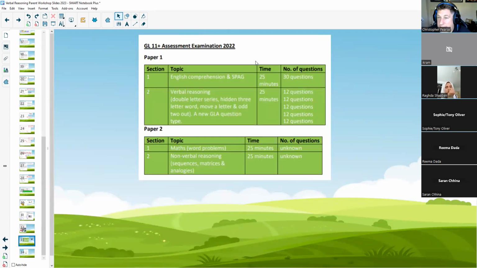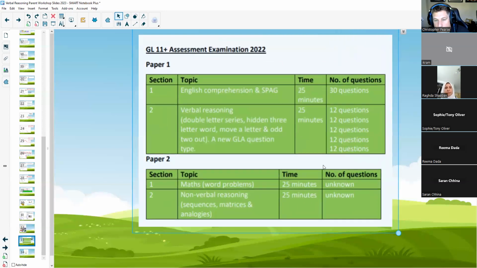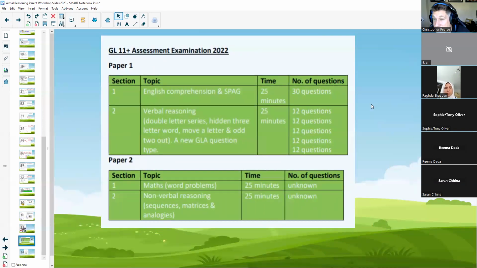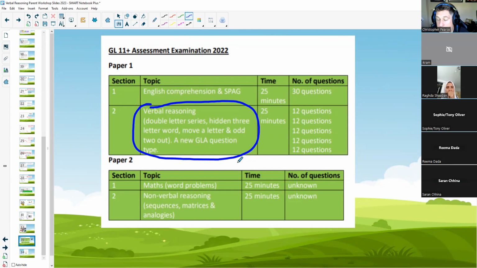I need to update this table because, of course, we've just had children taking their exams in September. But I thought you might be interested to see from Buckinghamshire the previous year what question types appeared. Our focus today has been on verbal reasoning, and the question types that did appear were double letter series, hidden 3-letter word, move a letter, odd 2 out. There was also a new GL question type, which we are aware of and have fed into our course, which involves anagrams. And children would get exposure to that.